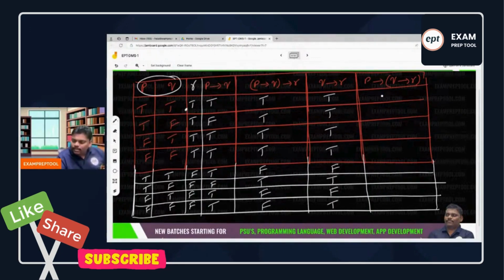Lastly, everyone listen. P implies Q, then implies R. P is leftmost, and the rightmost one is Q implies R. Can you do this one? True, true, true. This is also true. Can you come here now? True, false, false. True, true, true. Next one. False, false, true. False, true, true.